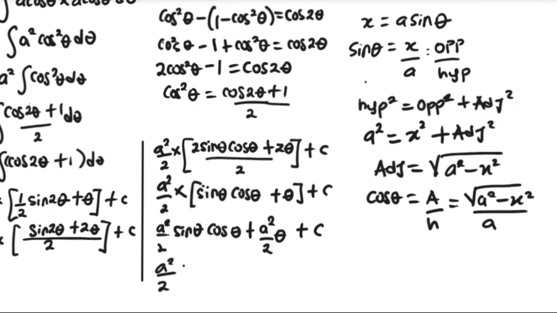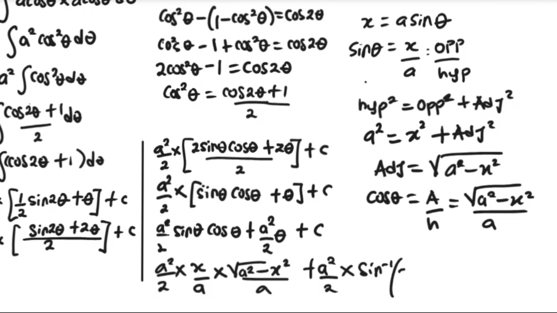So it means we can leave this as a square divided by 2 multiplied by sine theta. Our sine theta is x over a. So this will be times x over a multiplied by cos theta, times the square root of a square minus x squared divided by a, plus a squared divided by 2 times theta. Don't forget our theta is arc sine x over a. So that is arc sine x over a plus arbitrary constant c.